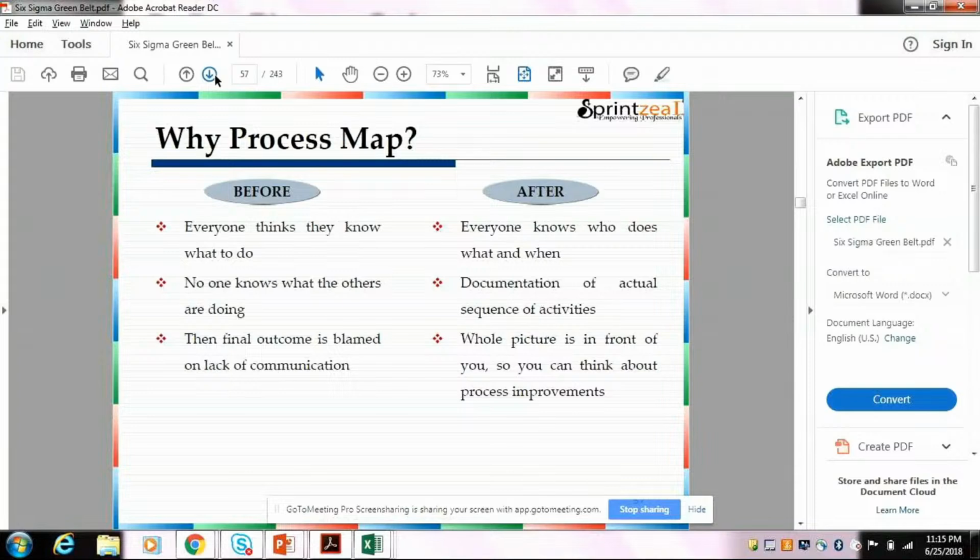And there are various kinds of process maps. You have a level 1, level 2, it goes till level 7. Level 7 is a keystroke process map, wherein even if you move your mouse or click on a particular button, that will also get captured in the process map. Level 1 is a SIPOC that we saw in the define phase.